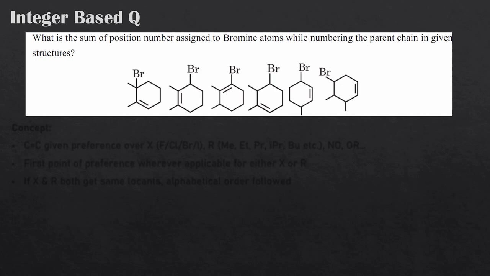The question is we have to name these as per IUPAC nomenclature, and we have to find the locant values for the bromine atoms, and then we have to add the positions. Basically, the locants of the bromine we have to add, and we have to write our answer as an integer. Okay, so what was the concept and what should be the answer?